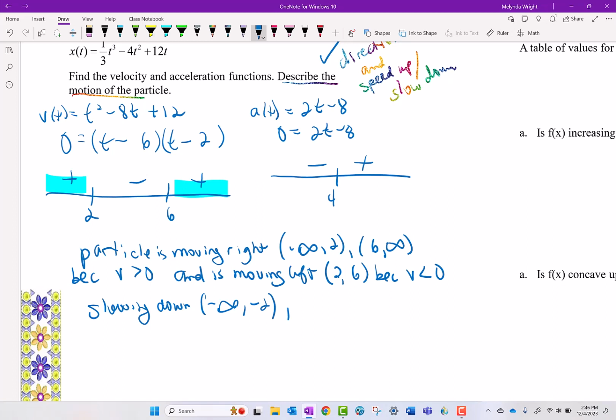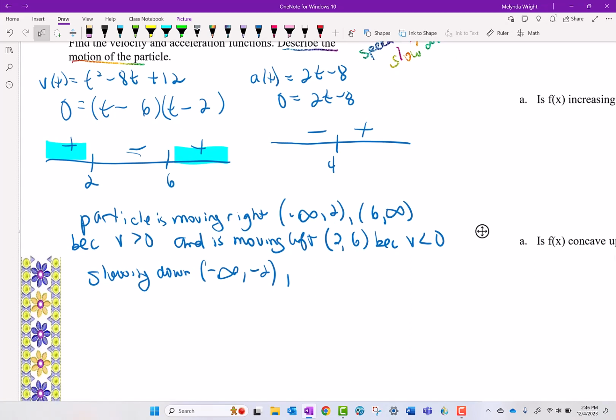And let's look at the next one. So from 2 to 4, those signs are the same, so we're speeding up from 2 to 4. Okay, we'll keep moving along from left to right. So now we have 4 to infinity for acceleration is positive, but 4 to 6 is negative. So those signs are different, so that belongs in the slowing down. So 4 to 6, and then what do we have? 6 to infinity is speeding up.